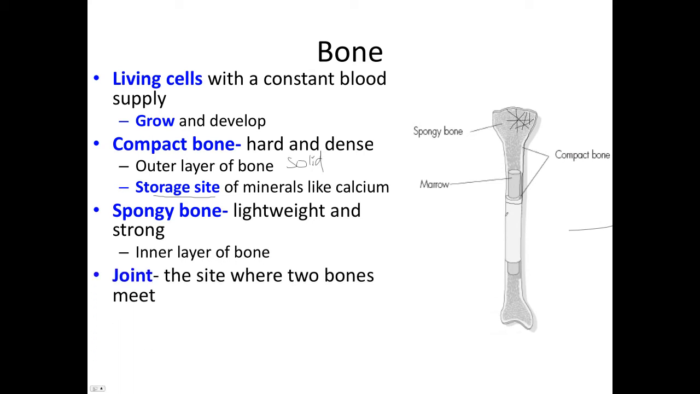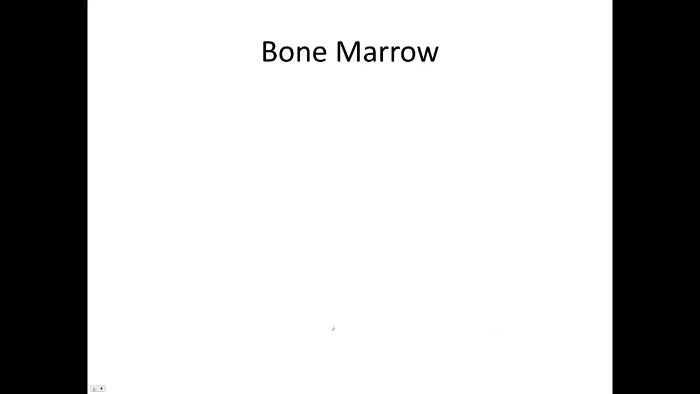Where two bones meet is called a joint. So if I believe this is your femur, which is your thigh, and you were to connect that to the lower 2 bones of your leg, your tibia and your fibula, where these 2 bones meet is called a joint. And what holds these 2 bones together is called a ligament. So the difference between a ligament and a tendon that we looked at before is a ligament holds bone to bone, and a tendon holds bone to muscle.